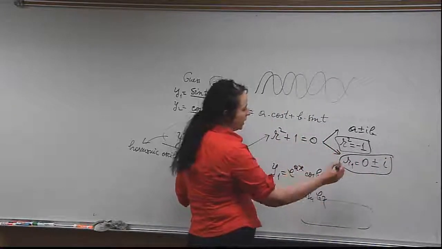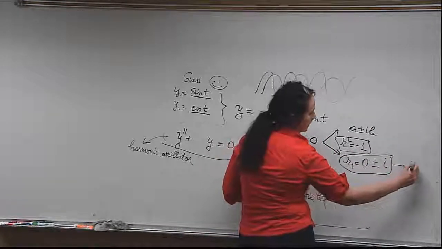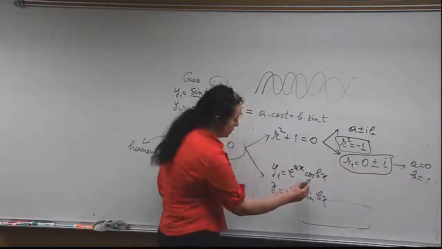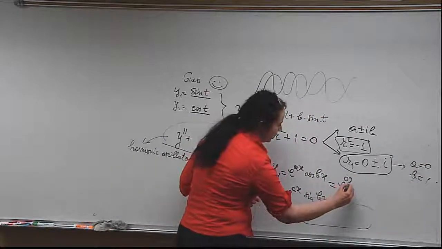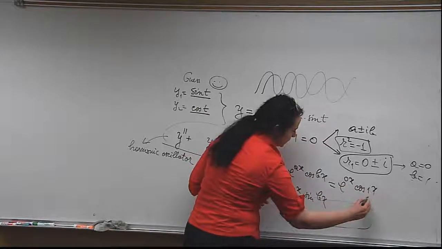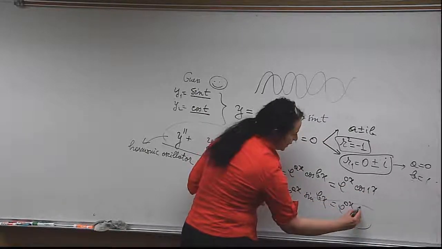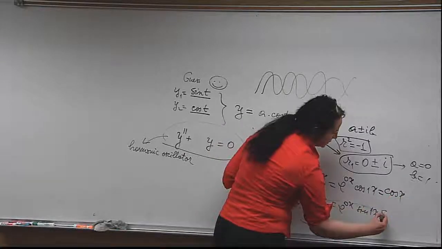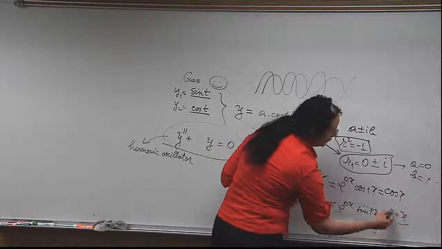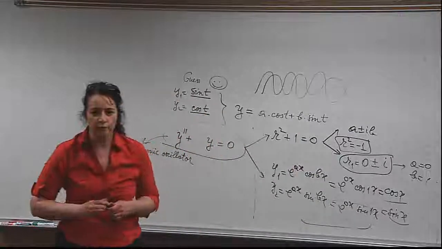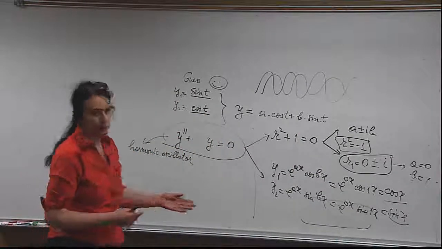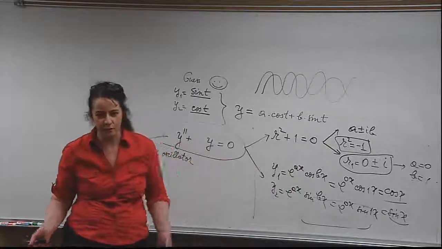So who is a? a is 0. Who is b? b is 1. So the solutions are e to the 0x cosine 1x and e to the 0x sine 1x, which is cosine x and sine x. Now you know why you can do everything formalized and you get all these solutions from a method. This method is an entire chapter.